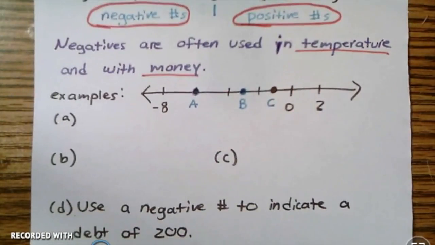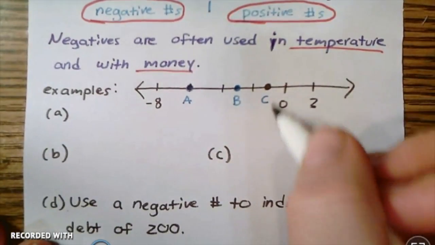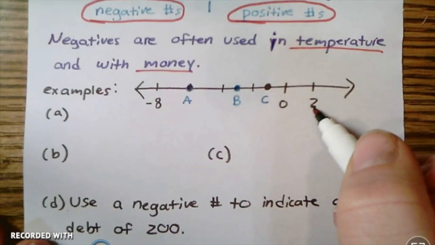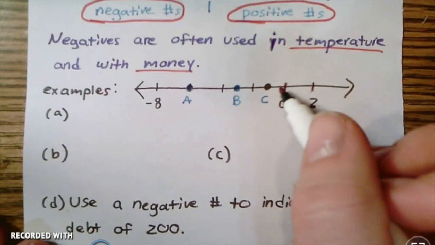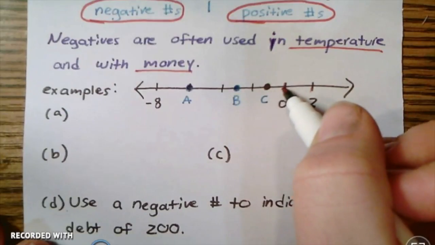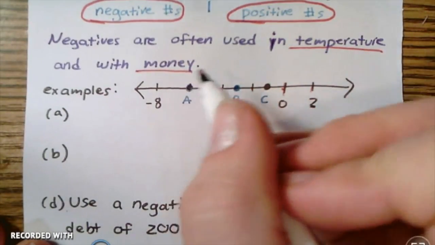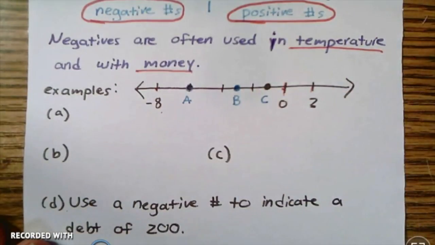So here's some examples. We've got a number line, and let's notice what numbers are marked on it. Here's our 0. The next little line is marked 2. So that tells us that each of these little dashes is going up by 2. So if we go backwards, this would be 0, -2, -4, -6, -8. All right, so that's the first thing we got to know.